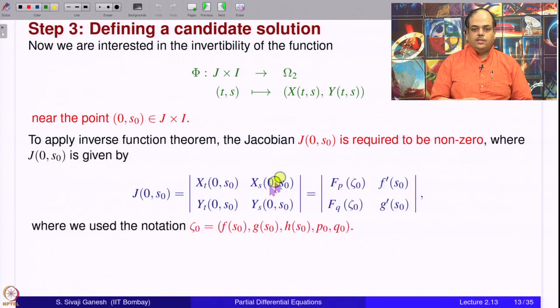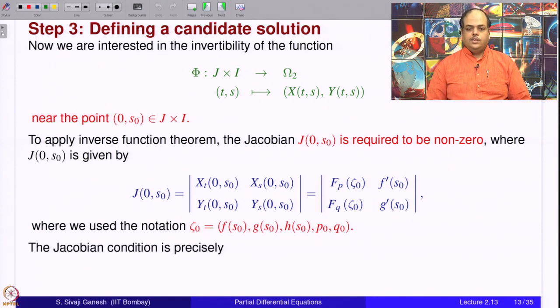The Jacobian is this. As before, we do not analyze it with g of t, s because nothing is known for a non-zero t. So, only at 0 it is known, J of (0, s naught), the Jacobian is this, which is F p, F q at the point zeta naught, and f dash s naught, g dash s naught. Of course, the way we got p s and q s is such that p of s naught is p naught, q of s naught is q naught. So, you could as well write here p(s naught), q(s naught), but remember we started with p 0, q 0, a particular solution of the system of equations which defined p s and q s later on. So, you can write p(s naught), q(s naught) or p naught, q naught because both are actually the same.